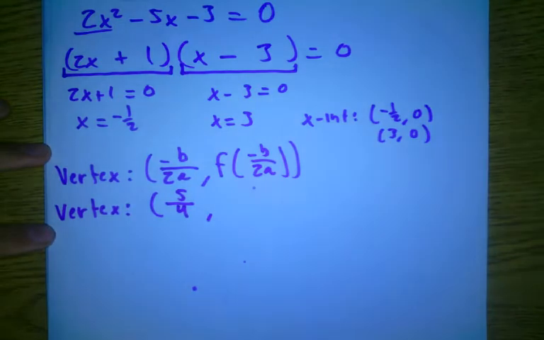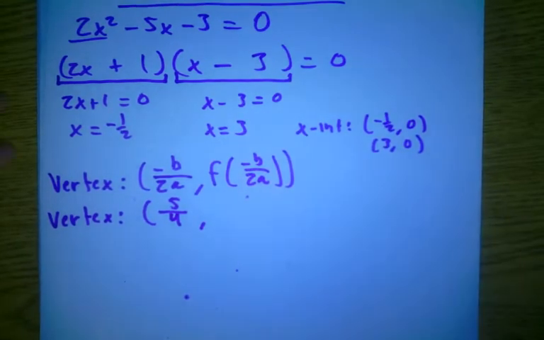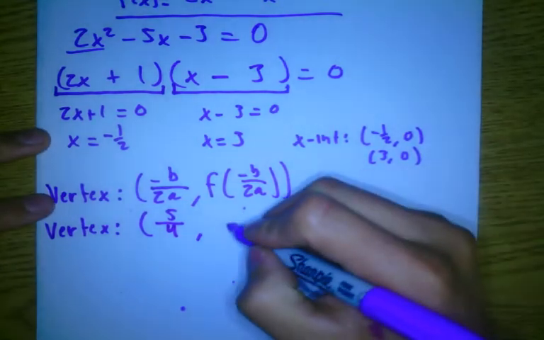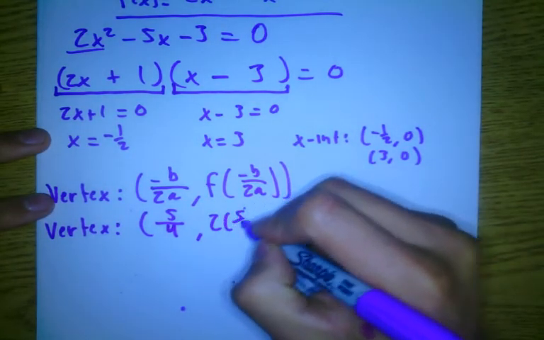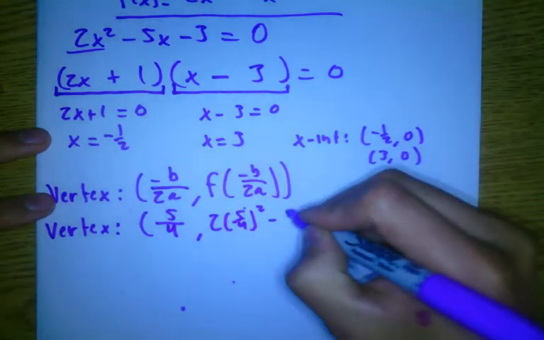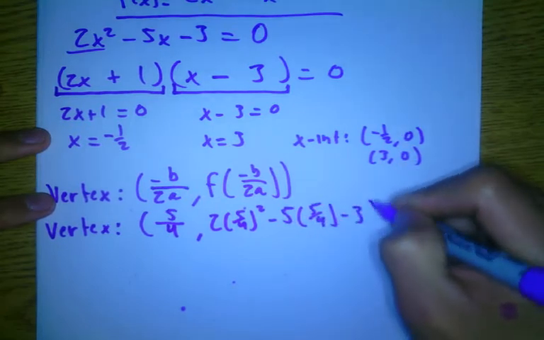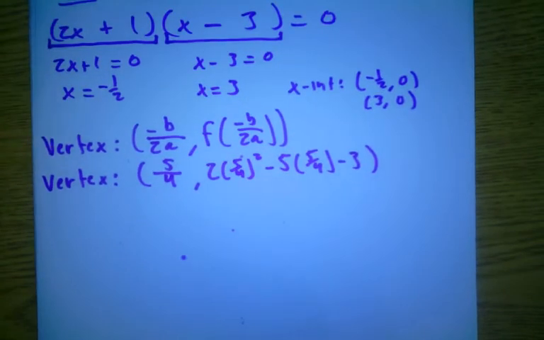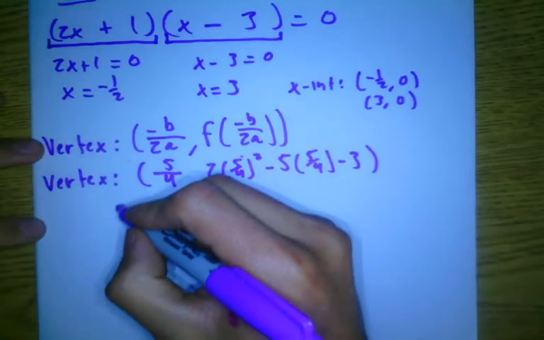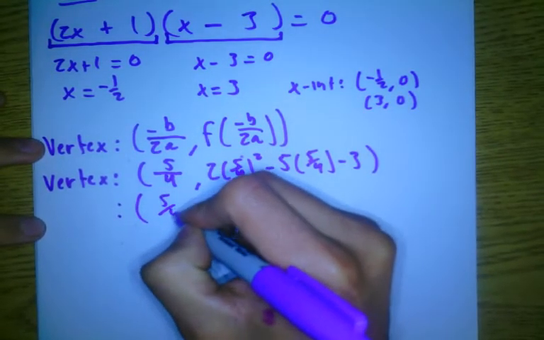All right, not a pretty number, but very doable. That means that the x-coordinate is 5/4. Cool? How do I obtain the y-coordinate? Plug it into the equation, which means this is 2 times 5/4 squared minus 5 times 5/4 minus 3. All I did was put in 5/4 into the equation. Cool? Which is operations that I feel that you can perform yourself.